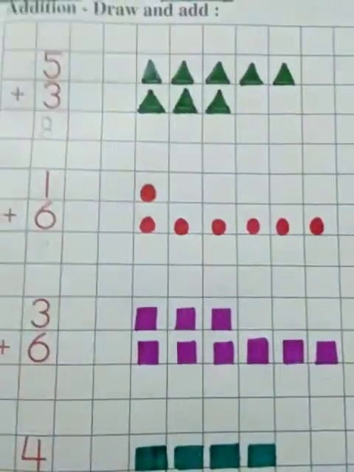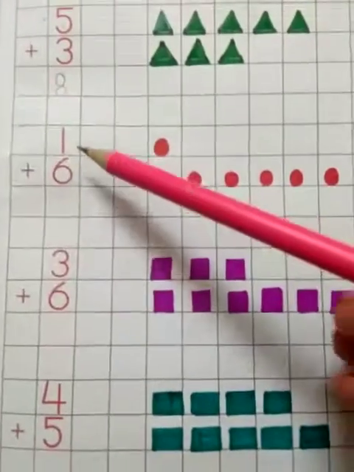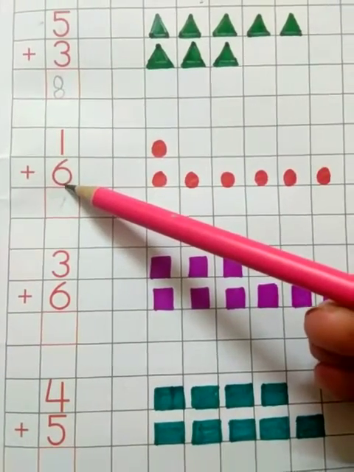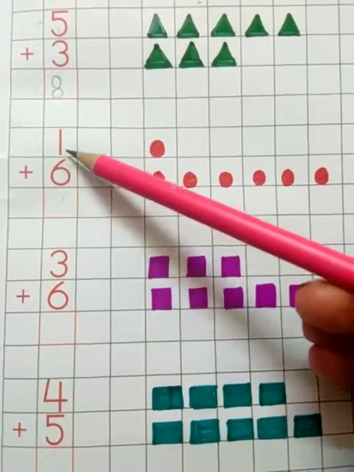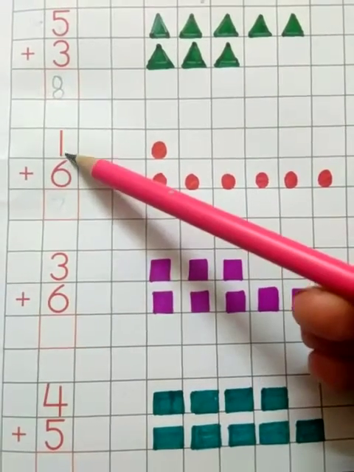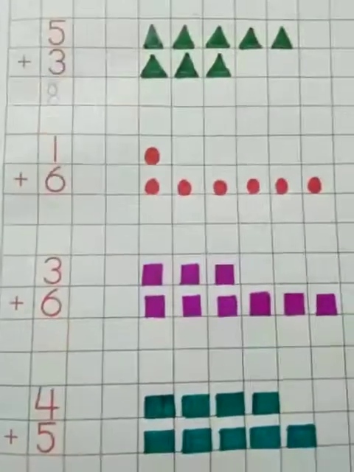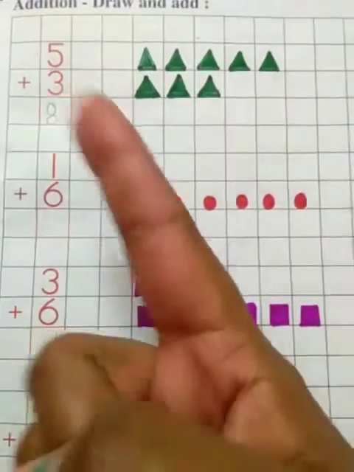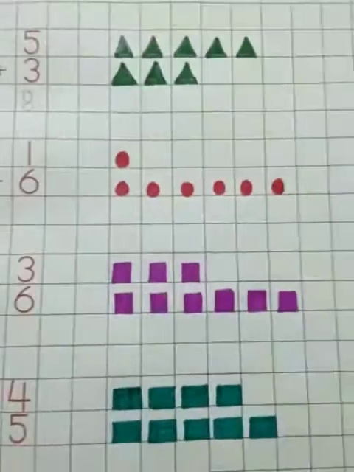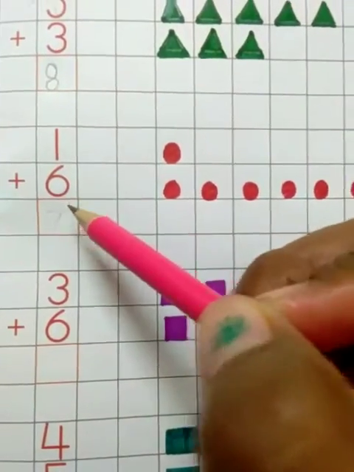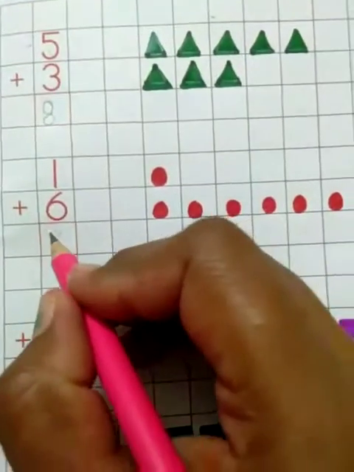Okay, and in this 6 is the bigger number, so you all will keep 6 in your mind, and you will start counting after 6. 6, 7 means whenever we add 1 and 6 together, we get 7.